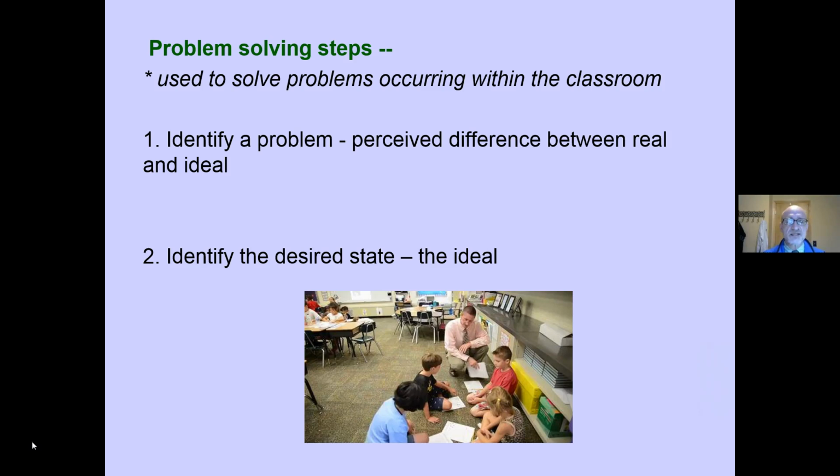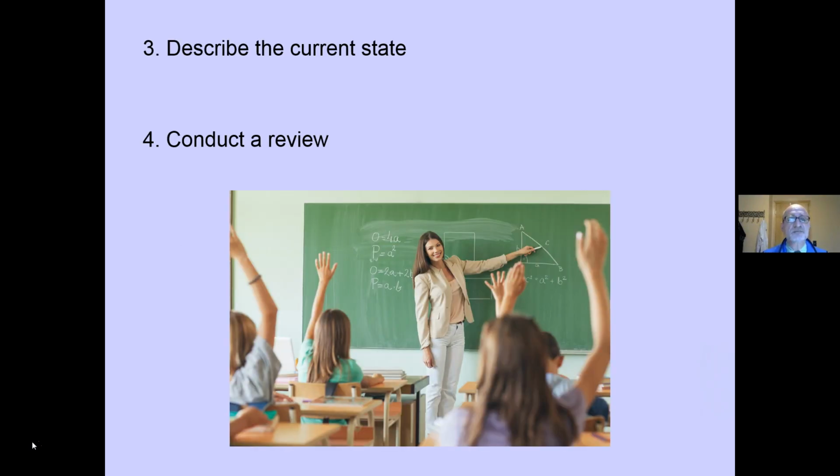First, let's take a look at problem solving, used to solve problems occurring within the classroom. So step 1 is to identify a problem that you see occurring. A problem is a perceived difference between the real, what's occurring, and the ideal, what you think should be. So step 2 is identify the desired state, the ideal. Where do you want to be? Where do you want to get?